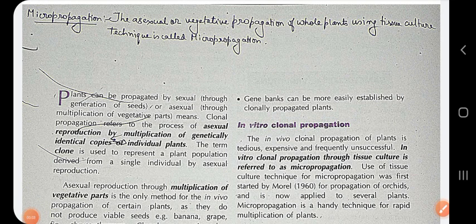Today I am going to discuss with you all about micropropagation. Now, micropropagation is also called clonal propagation. So, as the definition given here, micropropagation is the asexual or vegetative propagation of whole plants by using tissue culture technique. So here we will do in vitro propagation of plants.